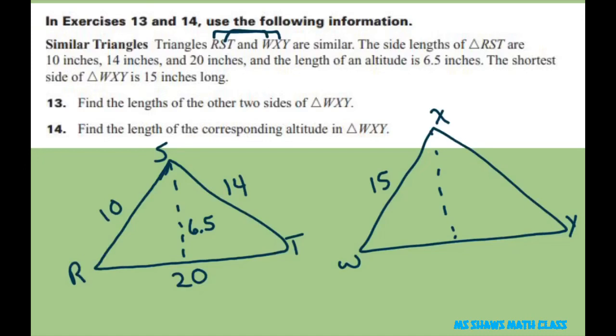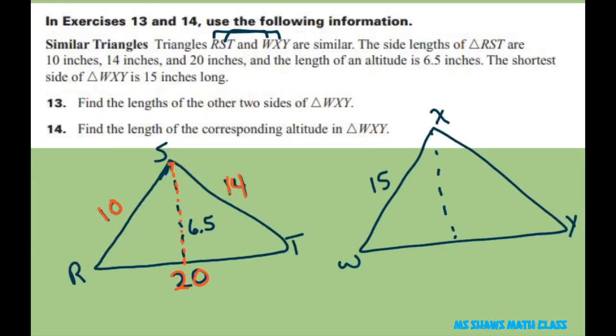I have 10, 14, and 20 inches for triangle RST. And I wrote those down. So it's 10, 14, and 20. And then the altitude from here to this corner up here down is 6.5.